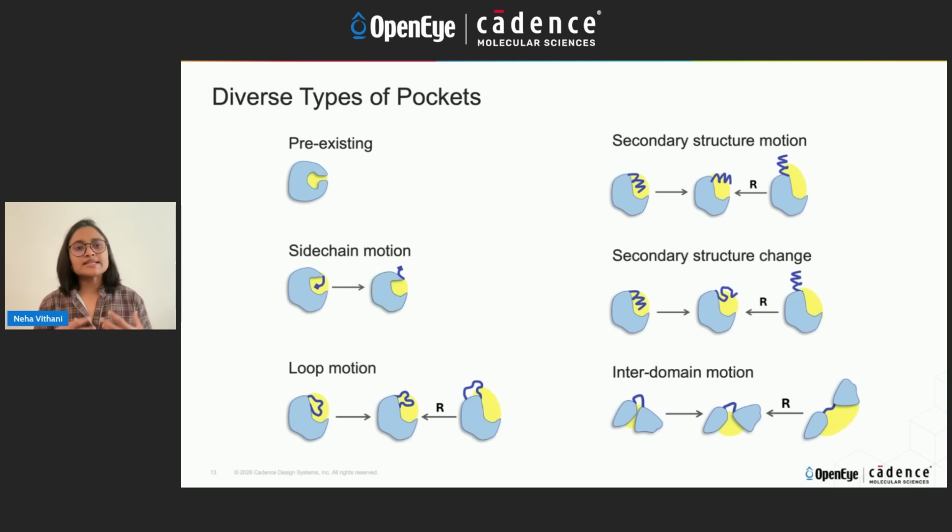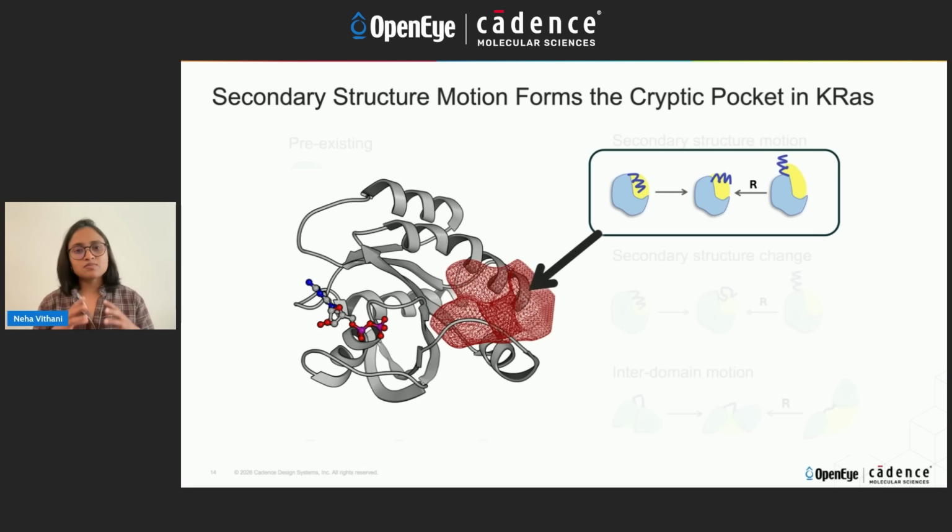You can have pockets that pre-exist in the apo structure, and then there are cryptic pockets that transiently open because of protein dynamics. This dynamics can range from sidechain motion to large-scale interdomain dynamics. And in between, you can have loop motion and different types of secondary structure dynamics that lead to pocket formation. The cryptic pocket in KRas is an example of secondary structure motion.